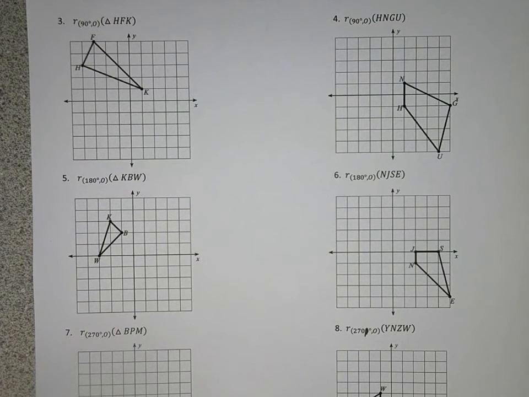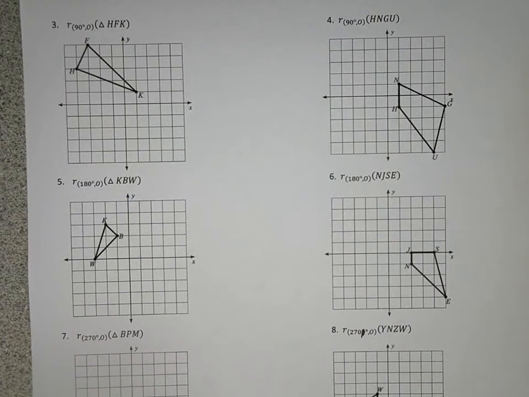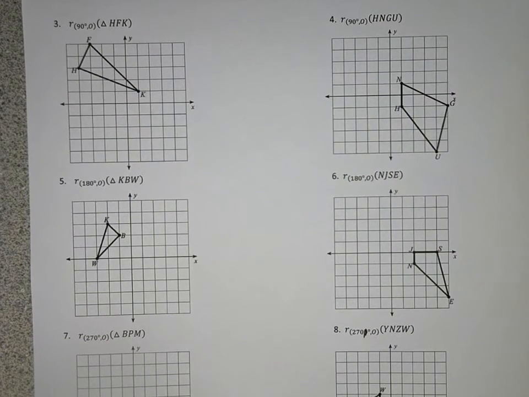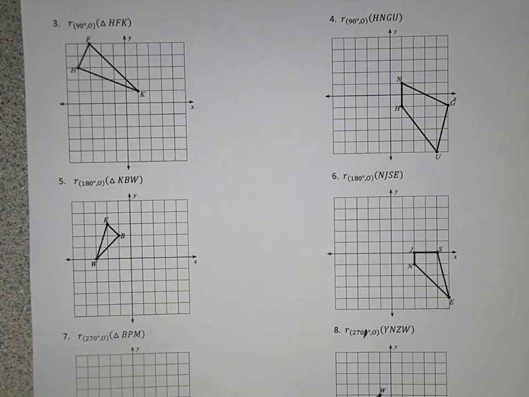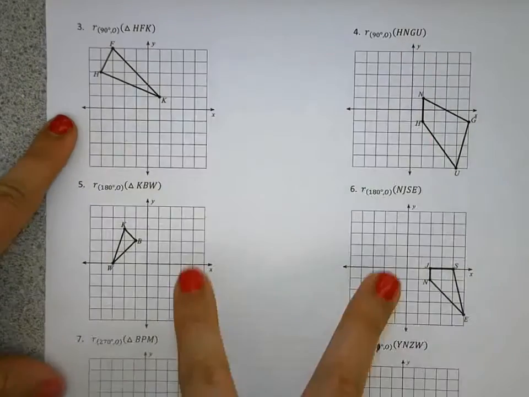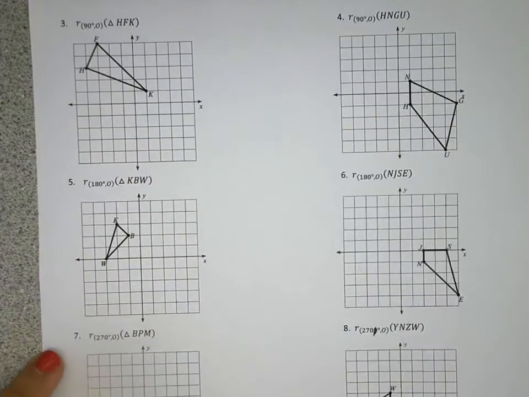And then we're going to do 9 and 10, where we rotate not about the origin. I'm going to show you how to do that. But to start, I want you to practice 3 through 8. 3 and 4 are 90 degrees. 5 and 6 are 180. 7 and 8 are 270. Okay?